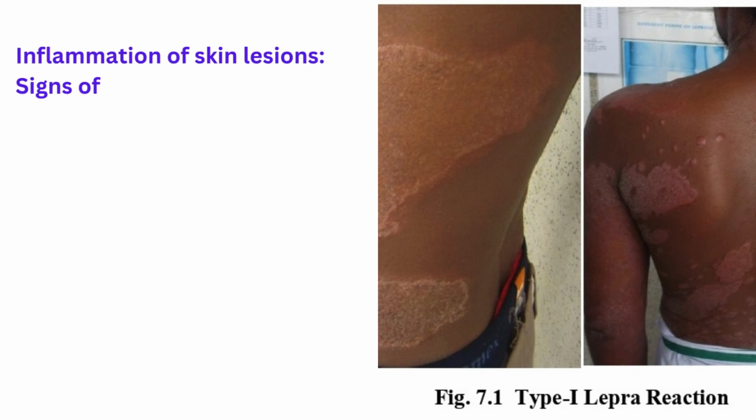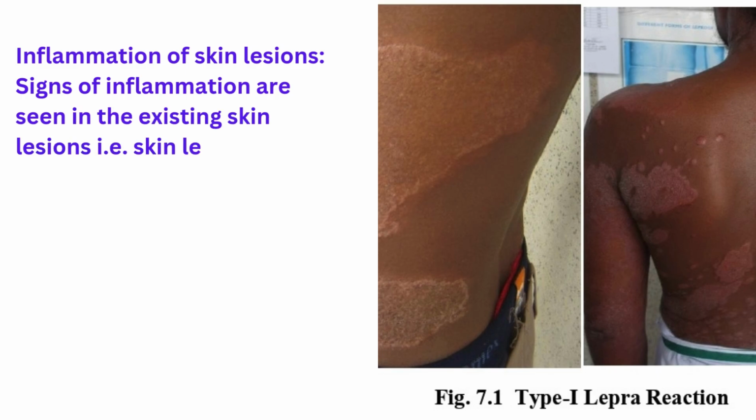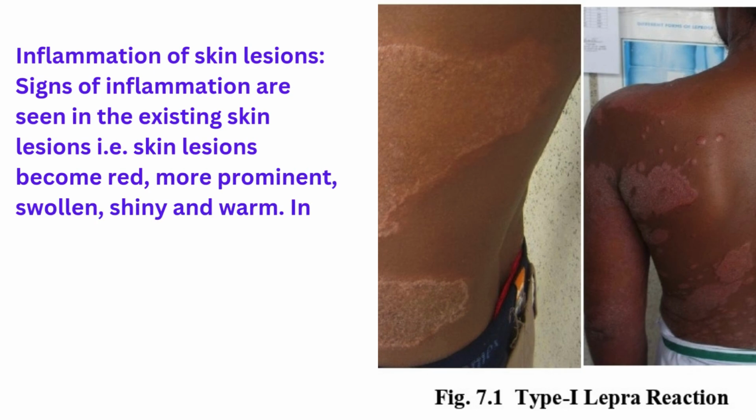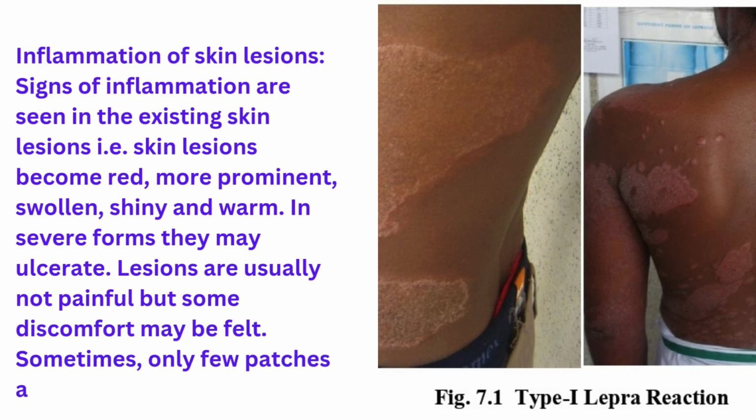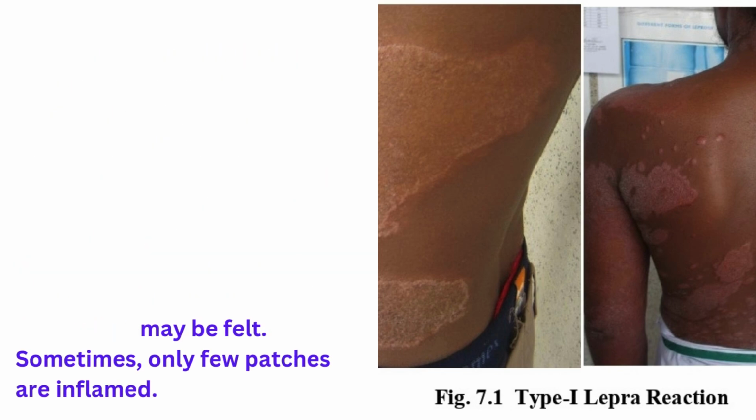Inflammation of skin lesions. Signs of inflammation are seen in the existing skin lesions, i.e. skin lesions become red, more prominent, swollen, shiny, and warm. In severe forms, they may ulcerate. Lesions are usually not painful, but some discomfort may be felt. Sometimes, only few patches are inflamed.